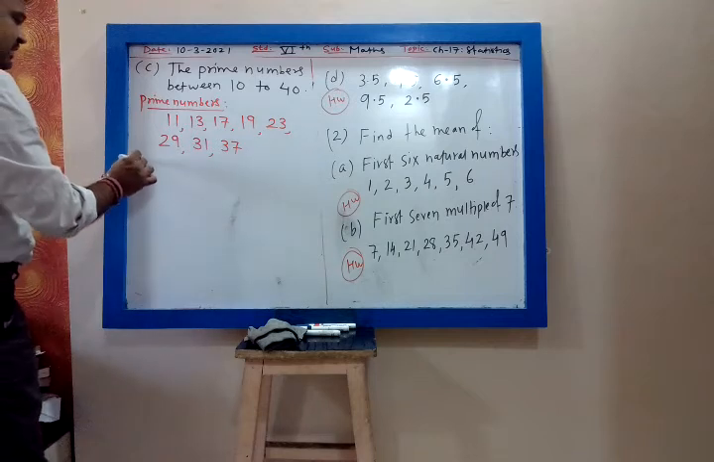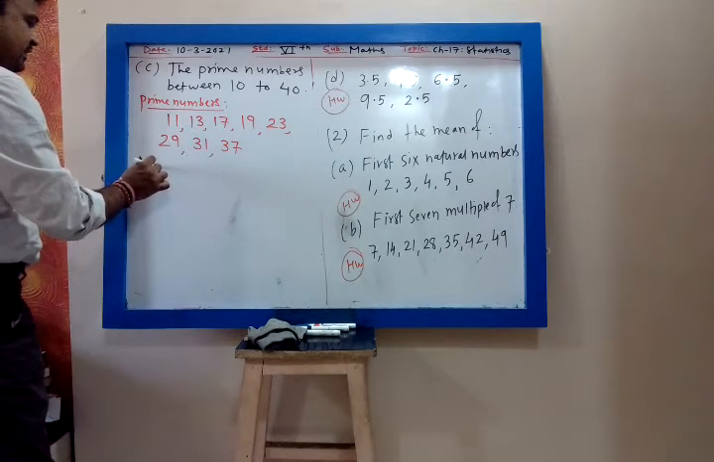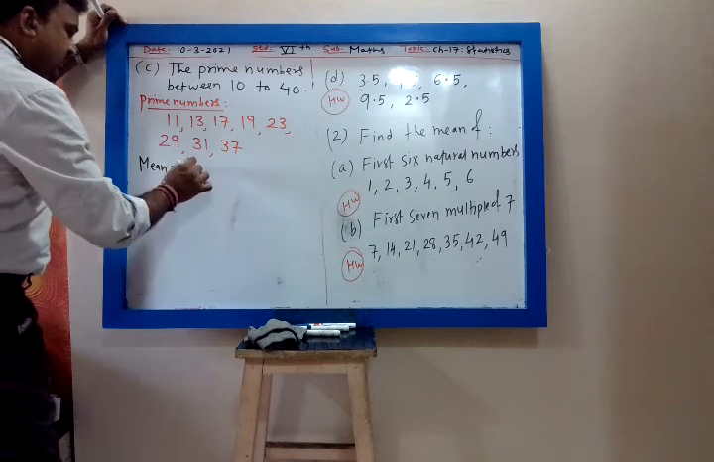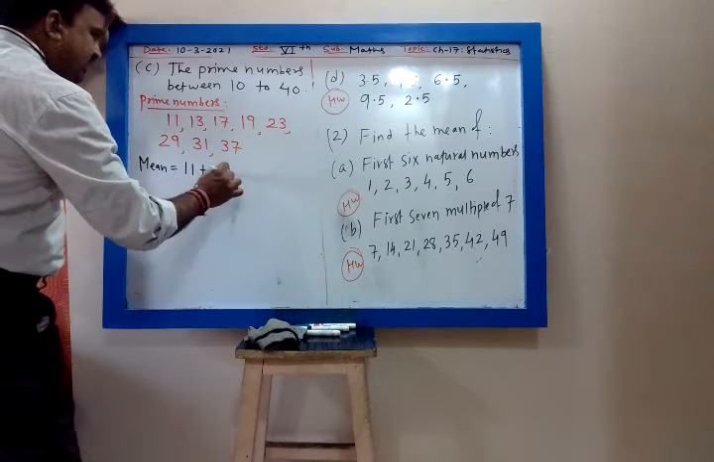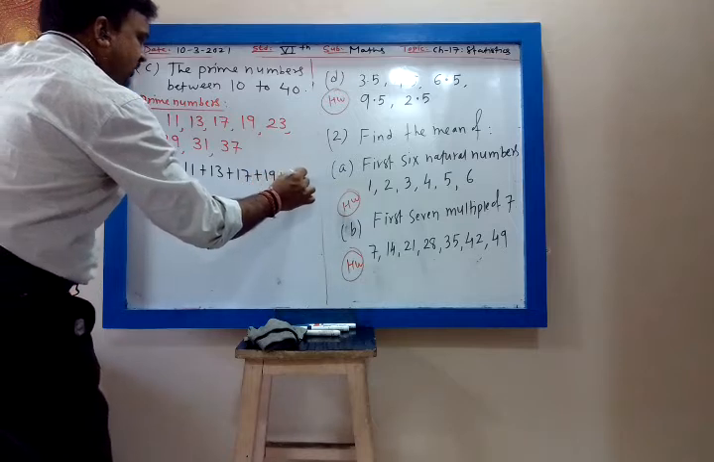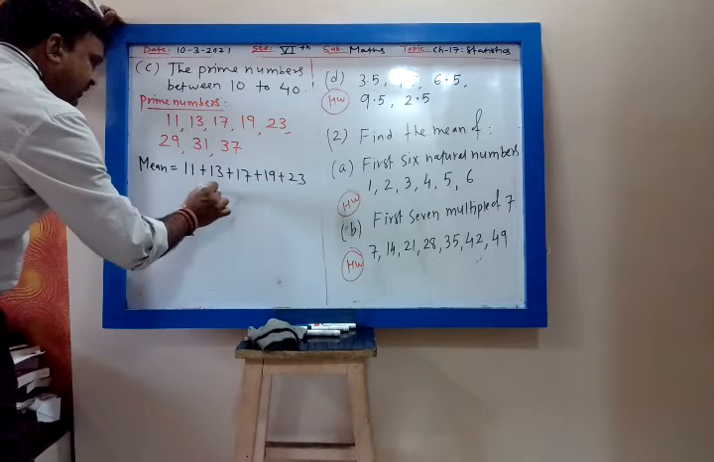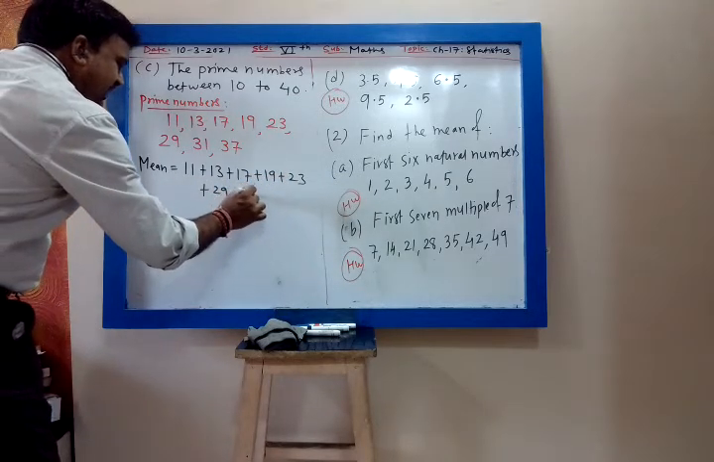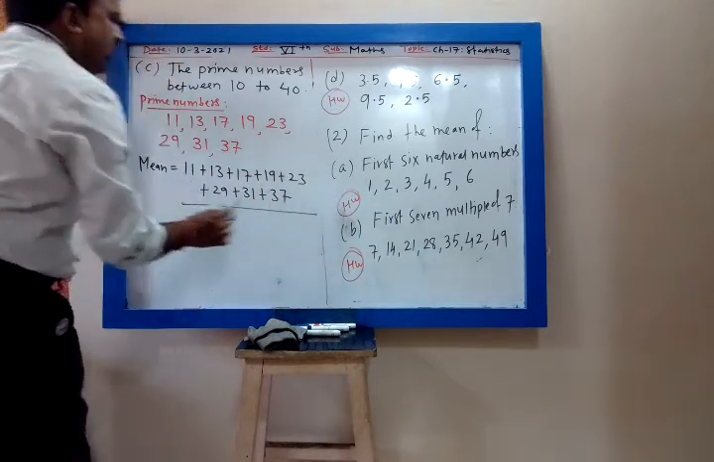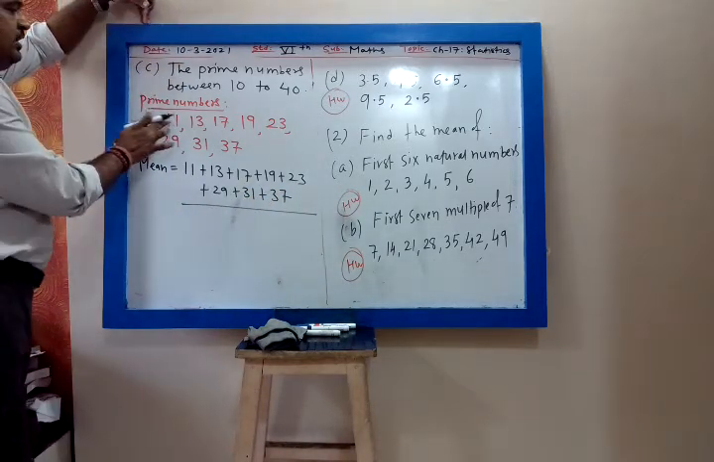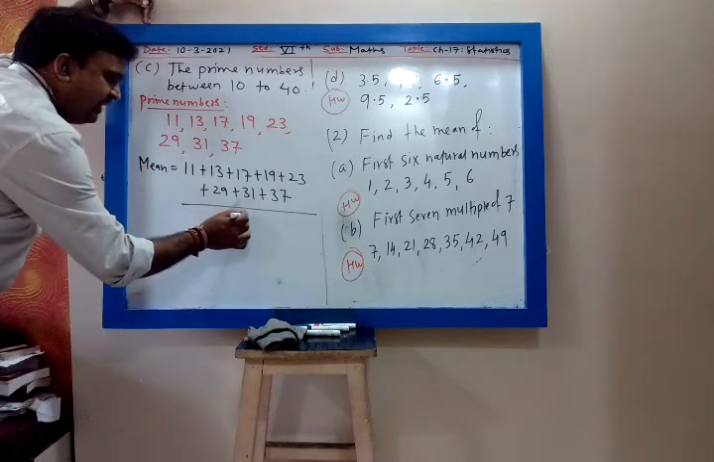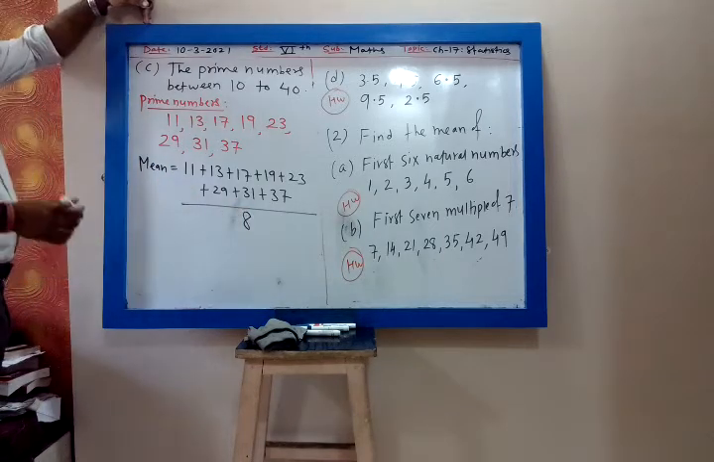So mean value is you add all the values: 11 plus 13 plus 17 plus 19 plus 23 plus 29 plus 31 plus 37, divide this by total number of values given. How many values are given? 1, 2, 3, 4, 5, 6, 7, 8. Divide this by 8.